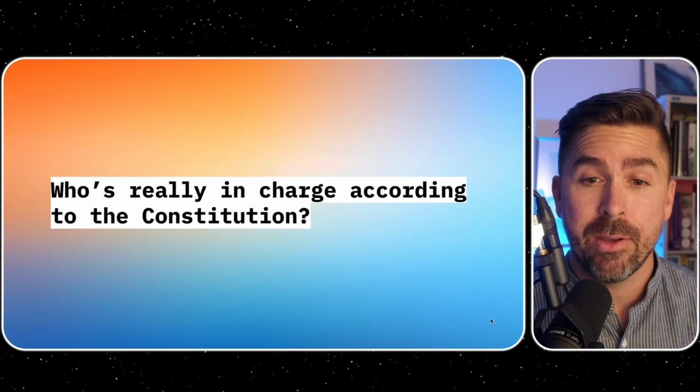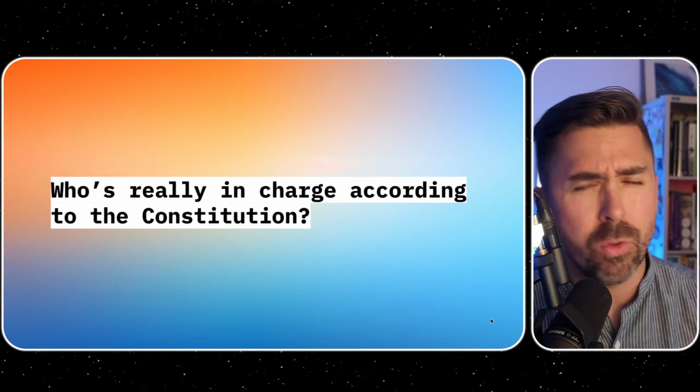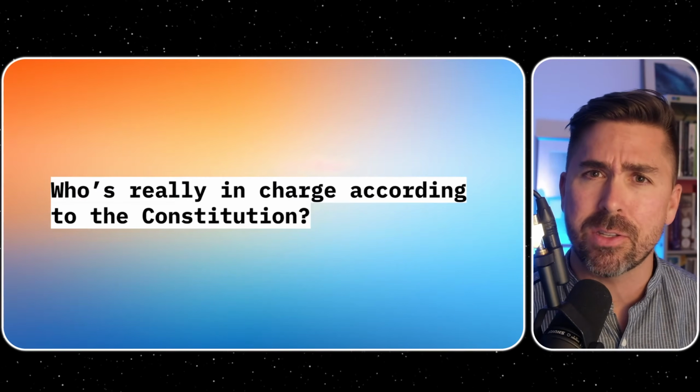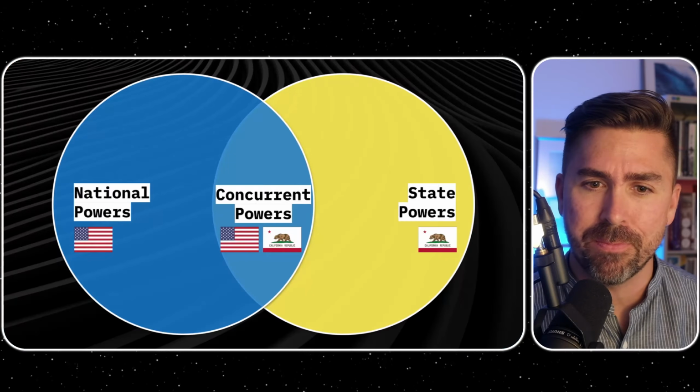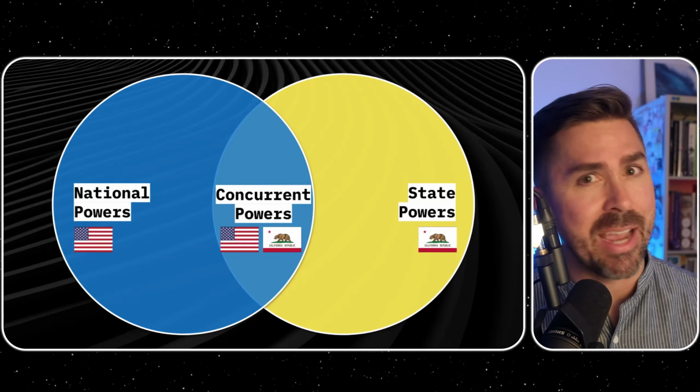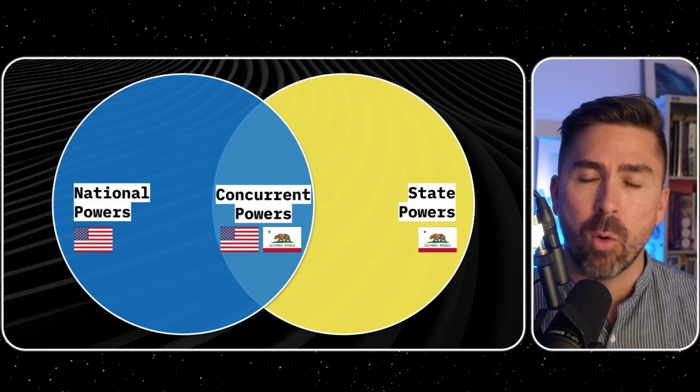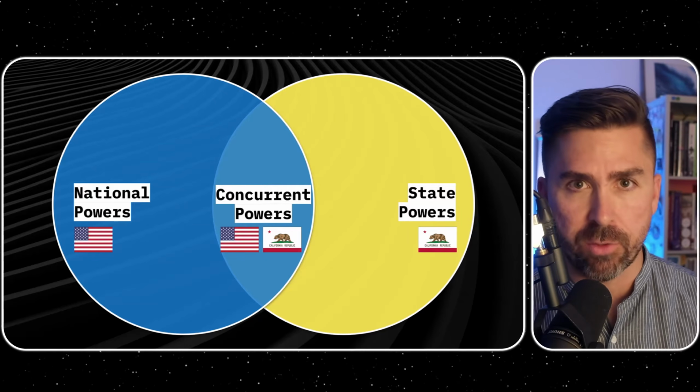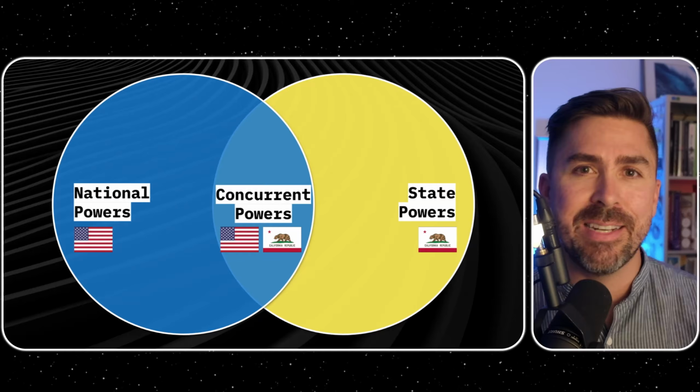Because guess what? We're going to be talking about that question of who's really in charge, according to the Constitution. Who gets to make the decision? You already know. It's both. It depends on what the question is. Decide what? Well, that's what we're going to be talking about. We're going to see some of the things that the national government gets to do. We call those national powers.